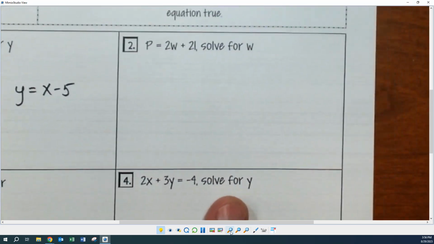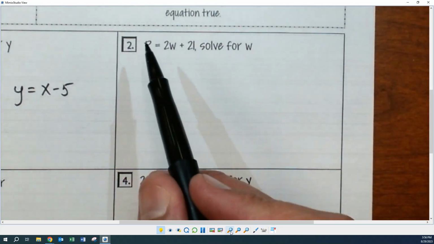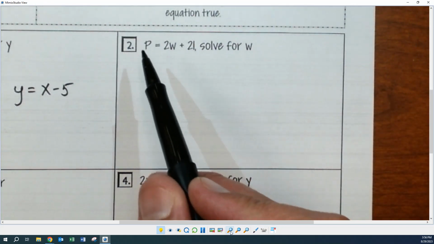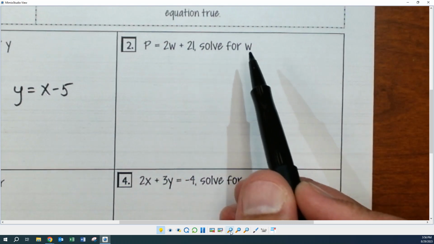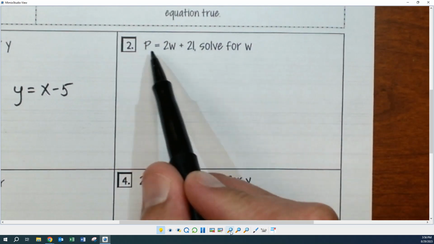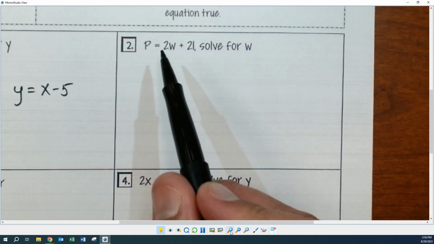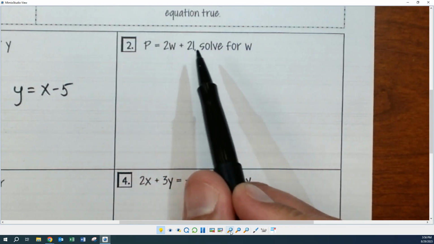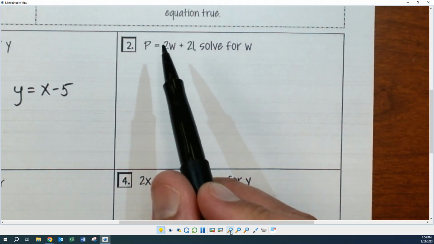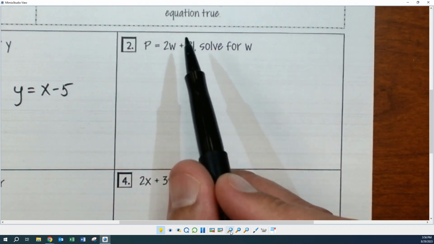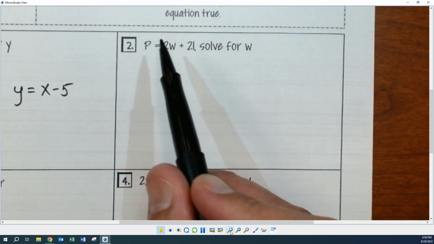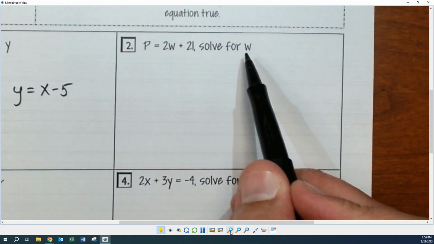So if I look over here at problem number 2, it has capital P equals 2W plus 2L, and we have to solve for W. Looking at this, you may recognize this. This is the formula for the perimeter of any sort of rectangle: 2 width plus 2 length. When they're added together, their sums create the perimeter. So I'm going to solve for W.